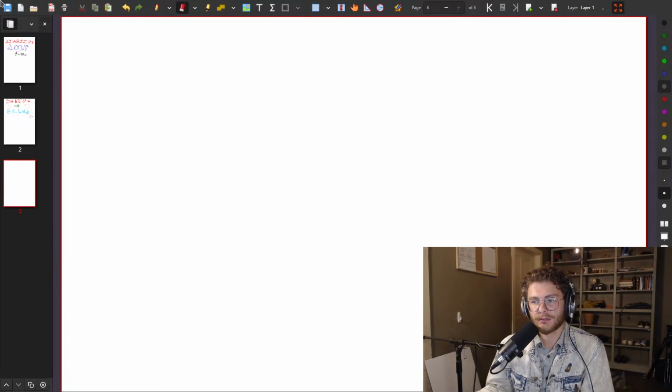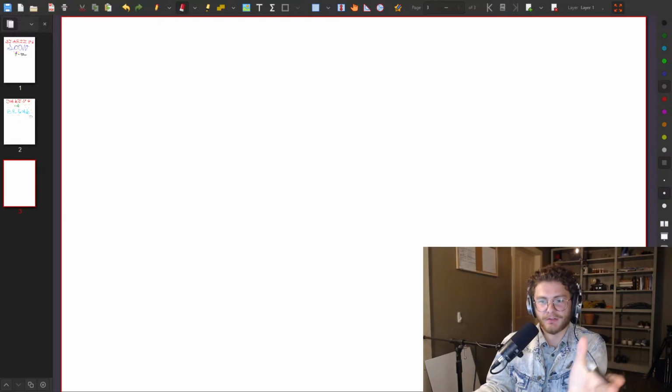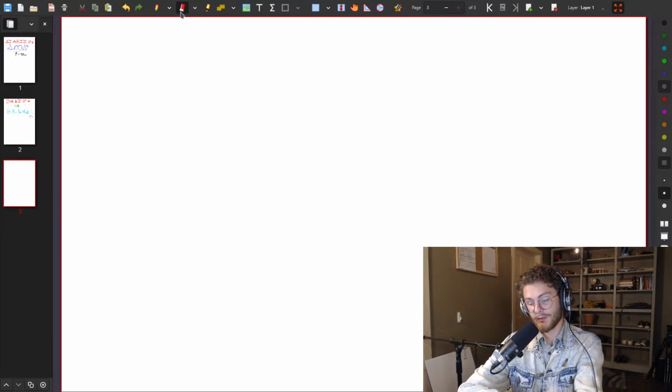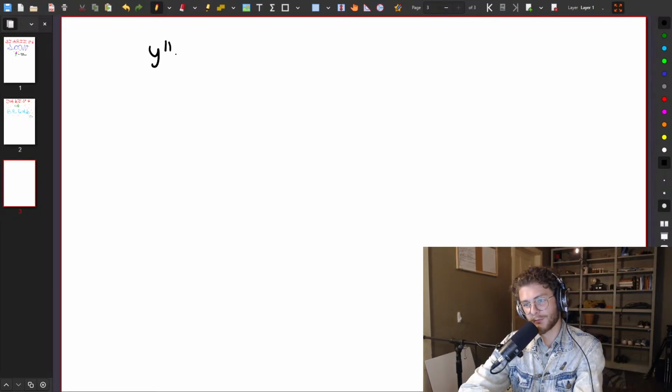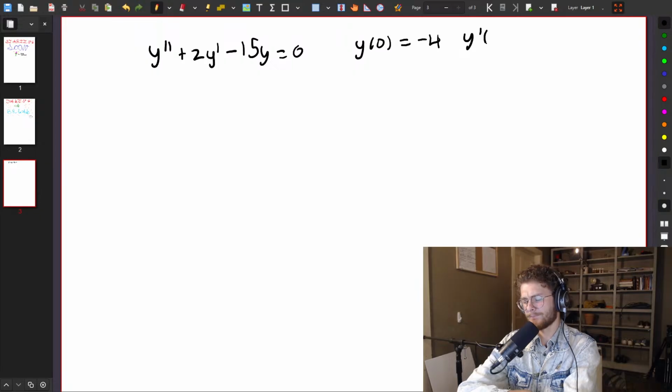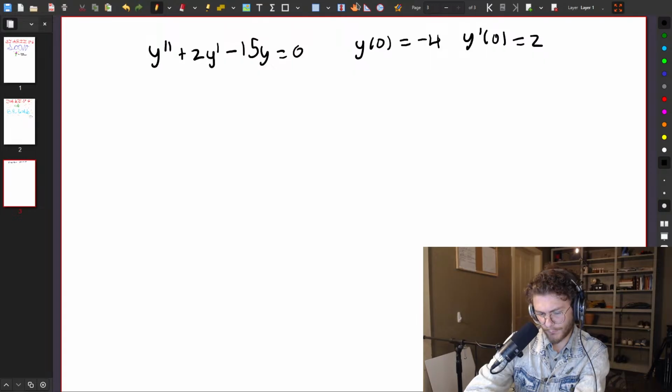All right, to get started, let's see what we got here. So we're doing Laplace transforms tonight, in the form of differential equations. We're going to solve some differential equations using Laplace transforms. To start with, y double prime plus 2y prime minus 15y equals 0, where y naught is negative 4 and y prime naught is 2.